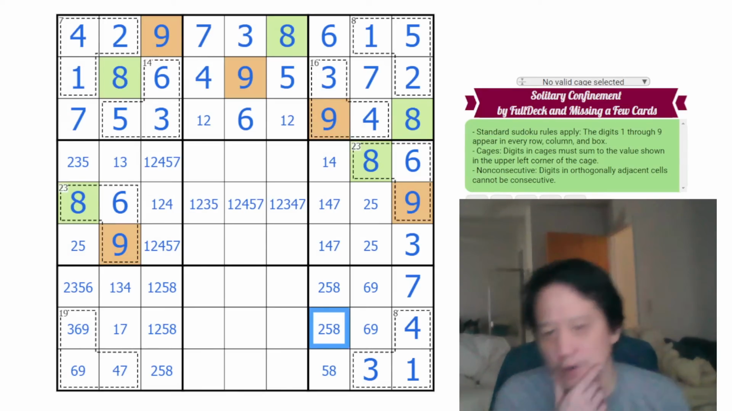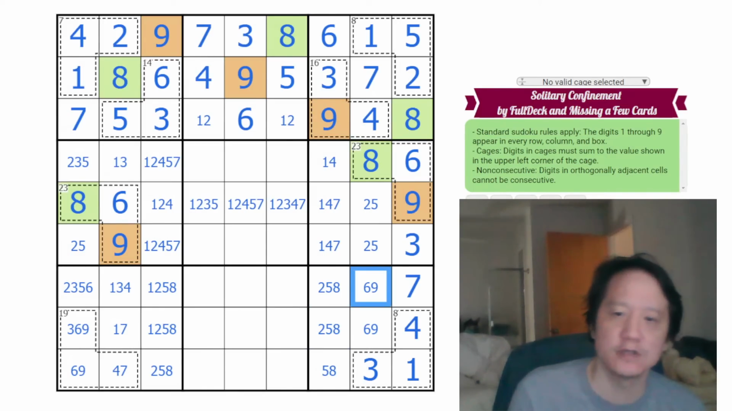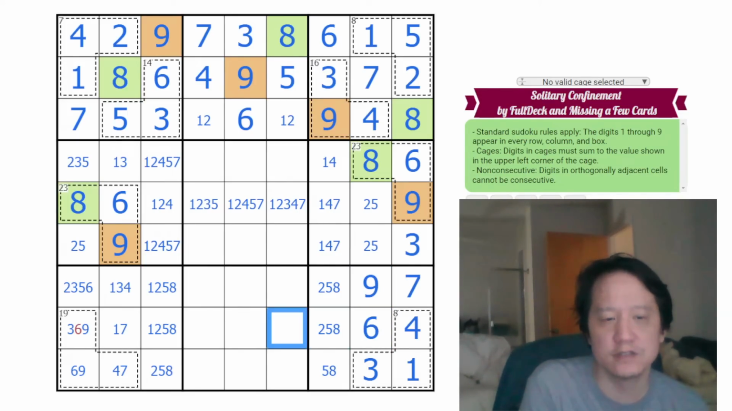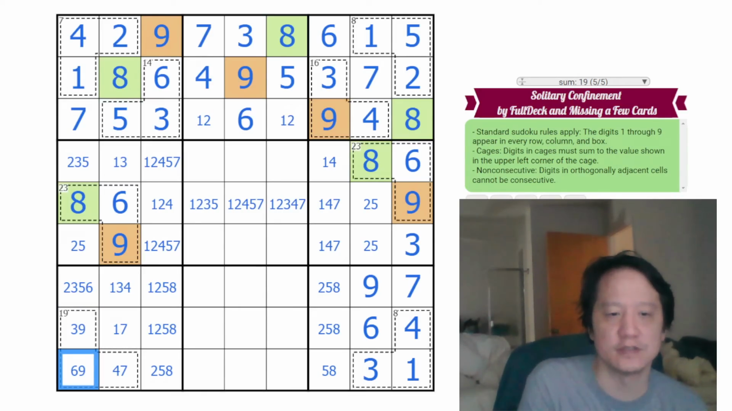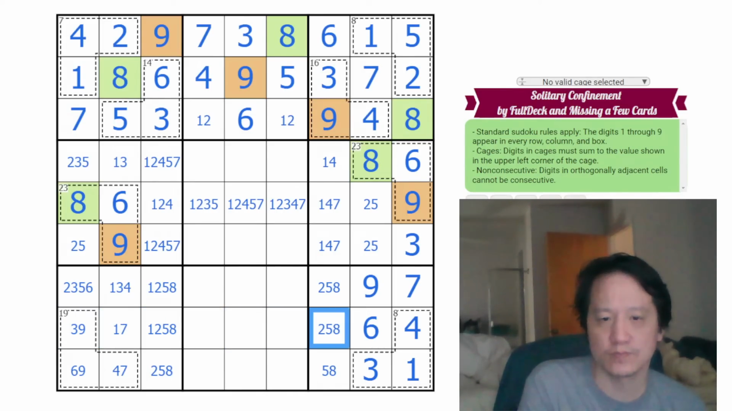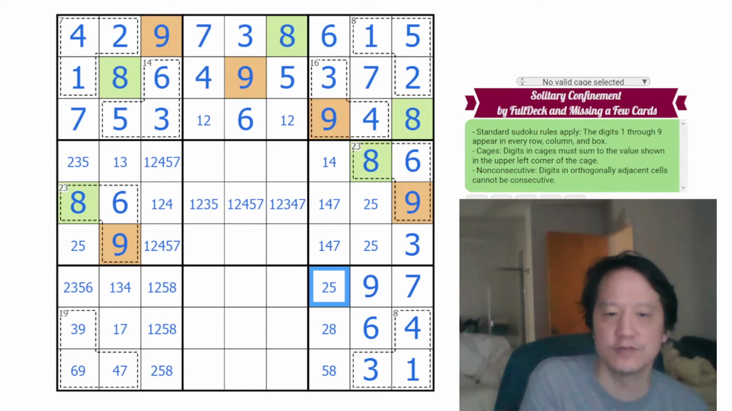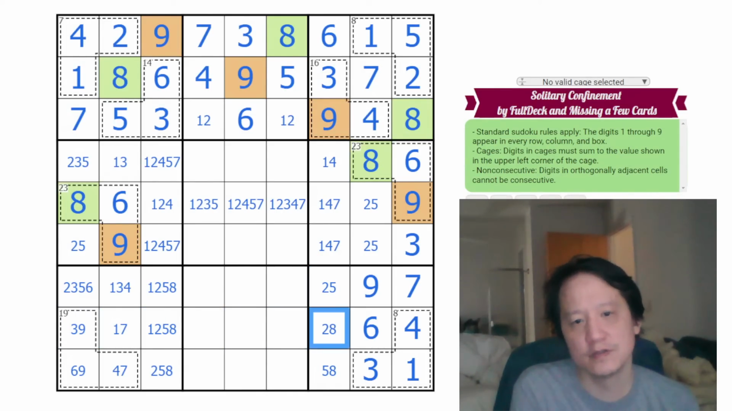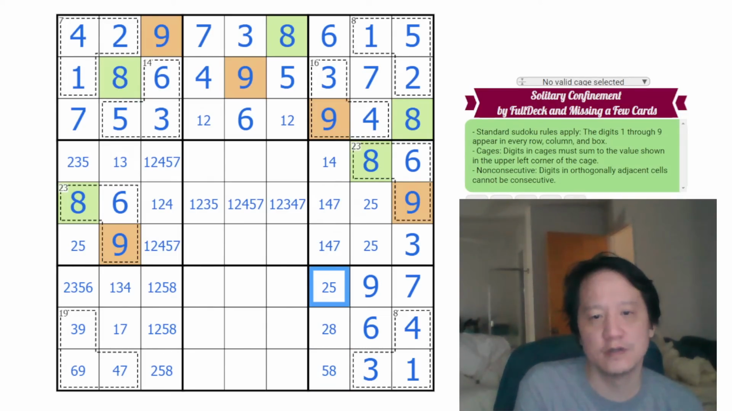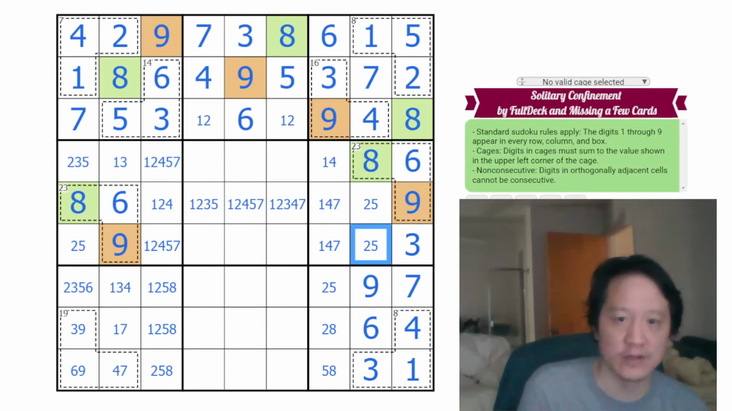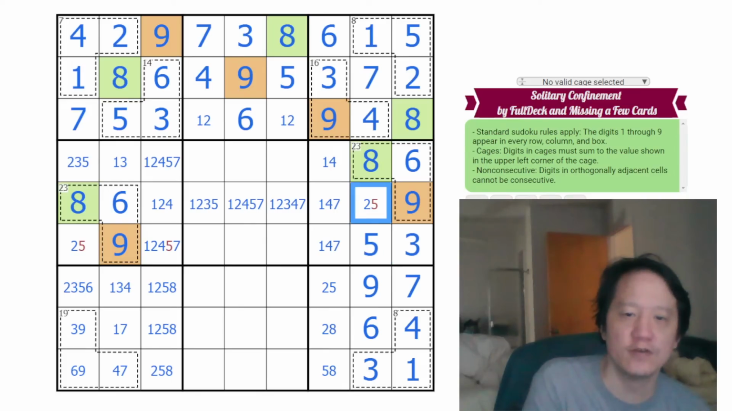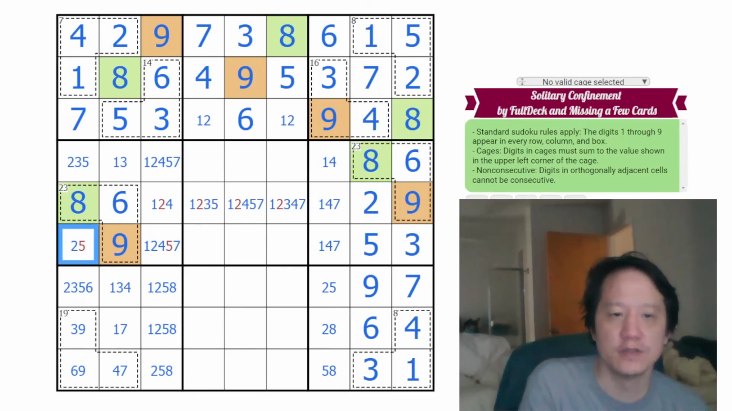Okay, consecutive. This can't be 6. So this is the 9. This is a 6. This cannot be 6. So if it's 6, this is 6, 4, and 9, or 3, 9, and 7. This cannot be 5. This cannot be 8. Okay, no 2 or 5. This can't be 2. So this is 5. This is 2.